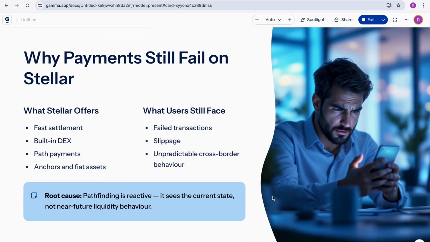Stellar is fast, low cost, and global. It has path payments, a built-in DEX, anchors, and fiat assets. Yet in real usage, payments still fail, especially in cross-border corridors. User experience suffers from failed transactions, slippage, and unpredictable behavior. The key issue is not the protocol itself, it's how liquidity behaves in real time.